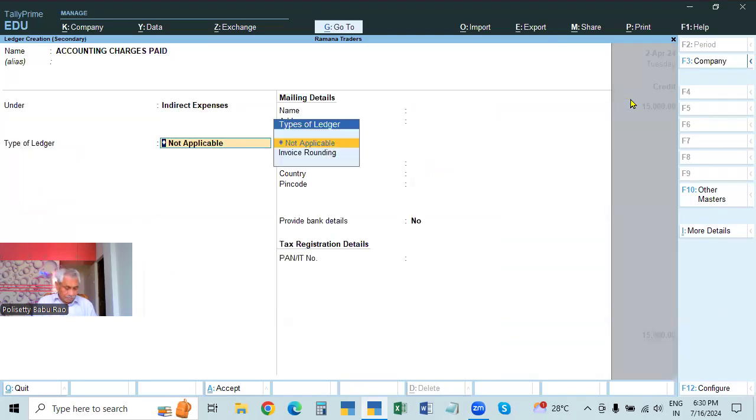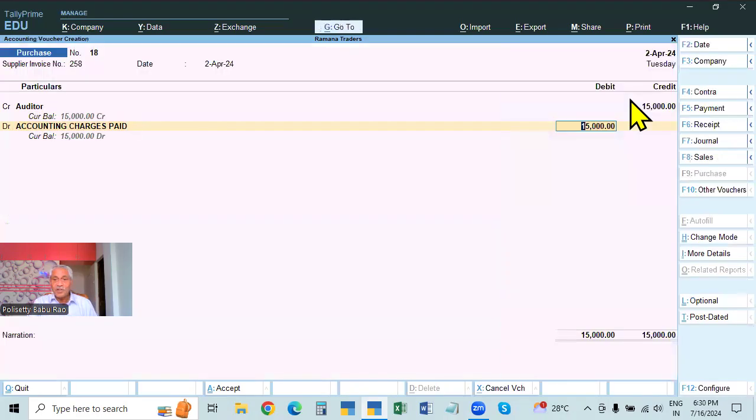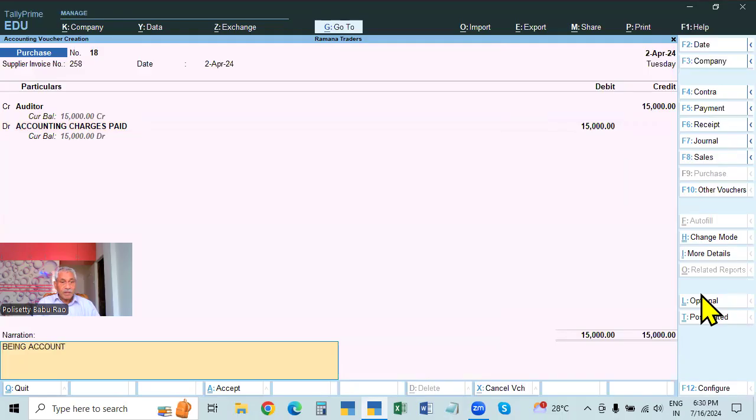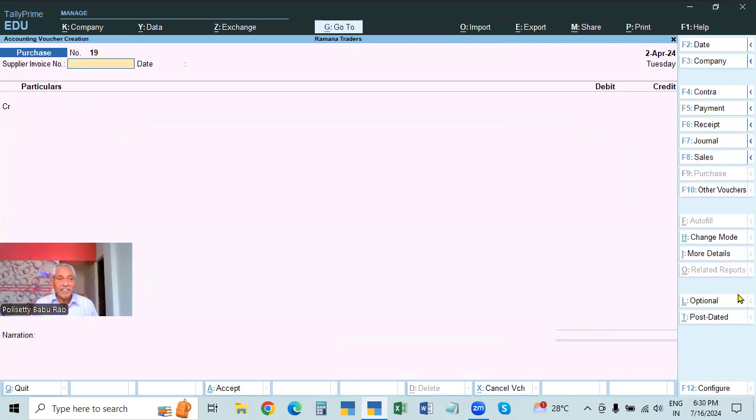Indirect expenses, we take, except without A. So 50,000 rupees. So you write being accounting charges paid. That's being accounting charges paid.